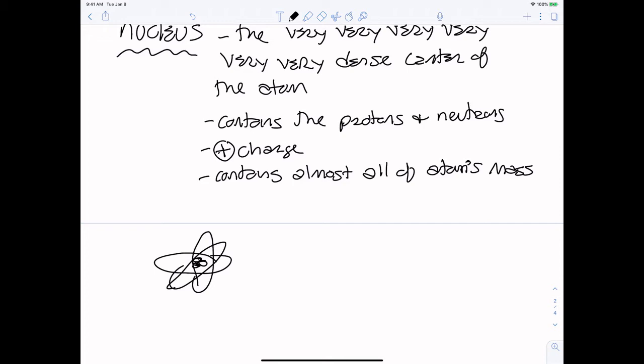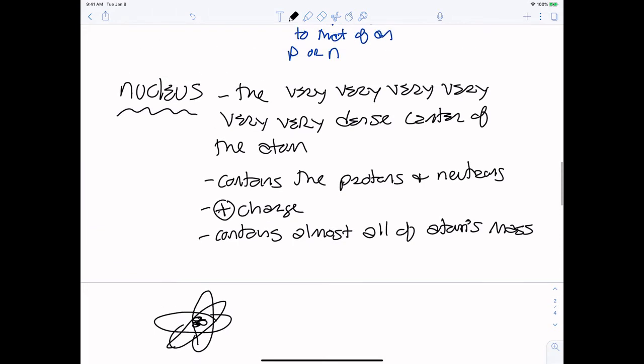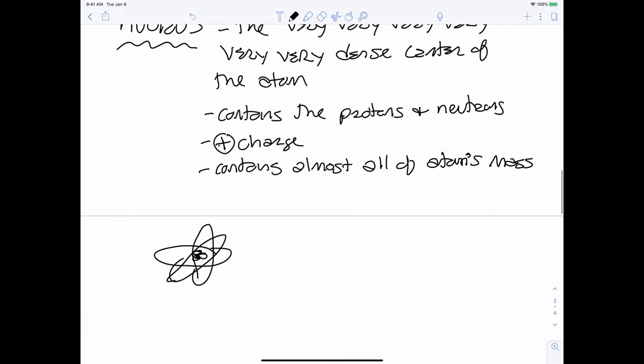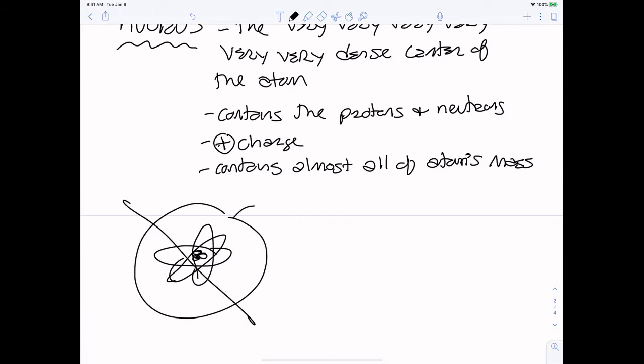And that pea contains almost all the mass, right? It'd be like if you took the entire mass of that stadium, but it was all in that pea. That pea weighed the same thing as that entire football stadium. That's crazy to wrap your head around, right? That tells you how off scale this thing is. It's not even remotely close.